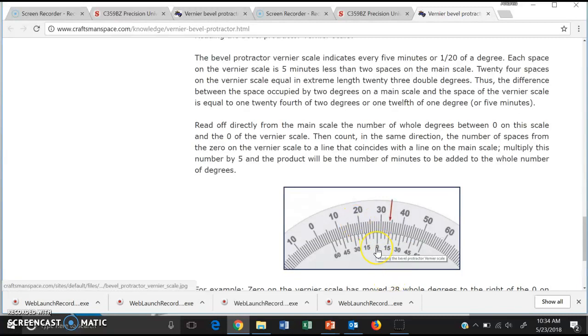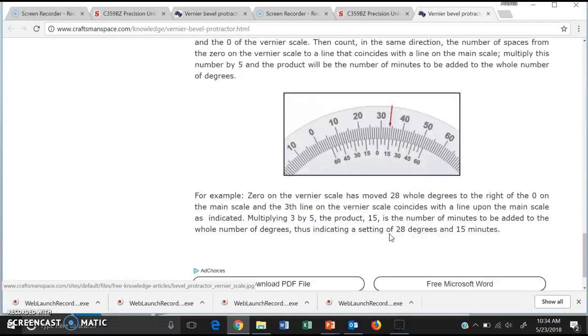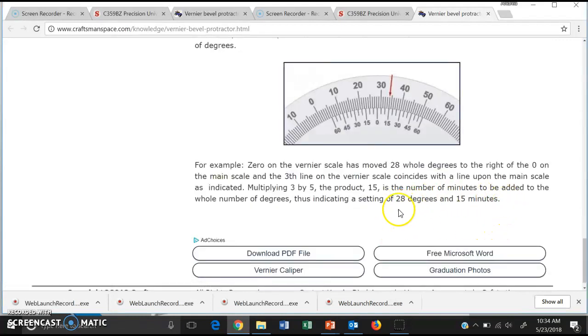Notice here's our 0 on the vernier scale. It's just to the right of 20, 25, 26, 27, 28 degrees. Now what we're going to do is look for the best match on our vernier scale, and we can see that 15 minutes is the closest match. So this angle represents 28 degrees and 15 minutes.